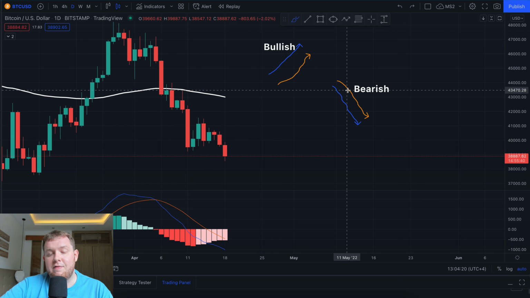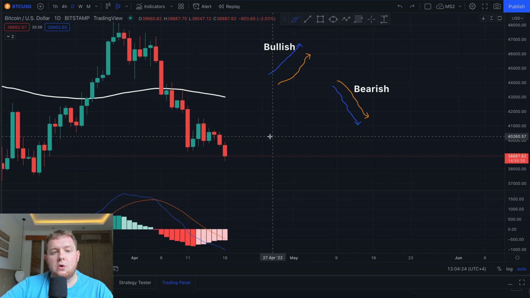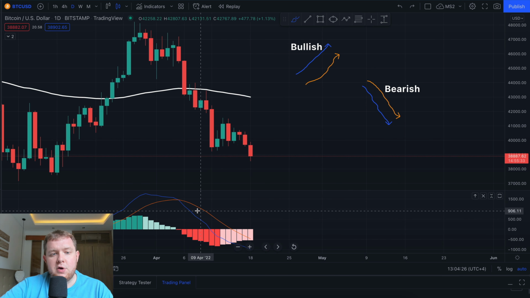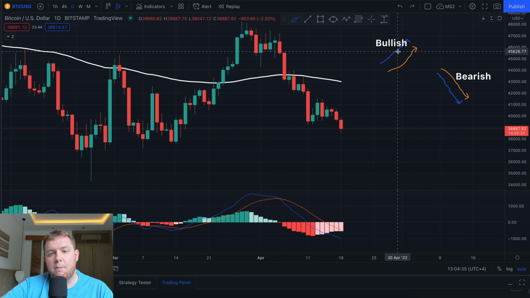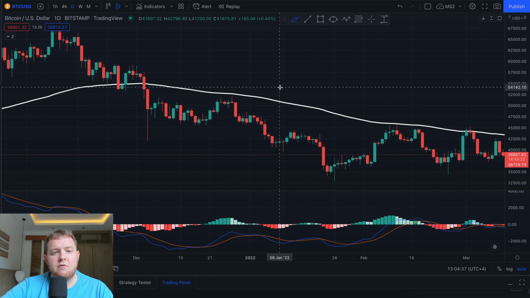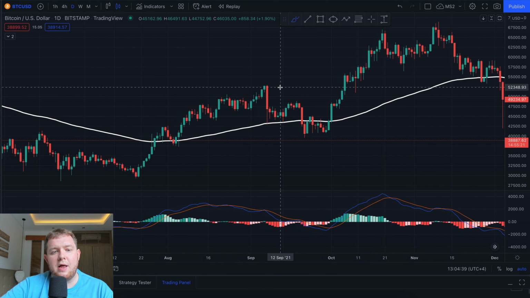So we can see right here, this is bearish when the blue MACD line is below the orange signal line. We can see right here, the orange line is above the blue line. That is bearish. We can see right here, the blue line is above the orange line. The MACD is above the signal line. That is bullish.